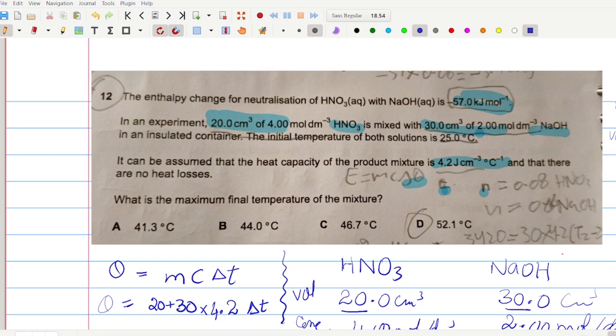Acid and alkali are going to react, which is the value given to us. Let me check. Let me highlight where it is.